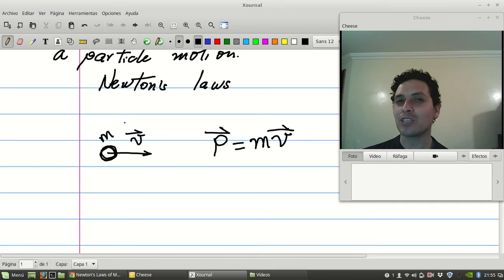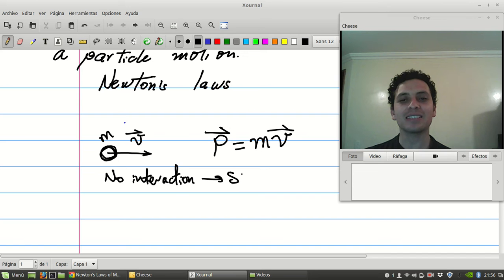But this particle noticed something, and it's the fact that this momentum is not going to change if there is no interaction upon it. So that's why this particle says, okay, no interaction, I will be in my state of motion, of constant speed.